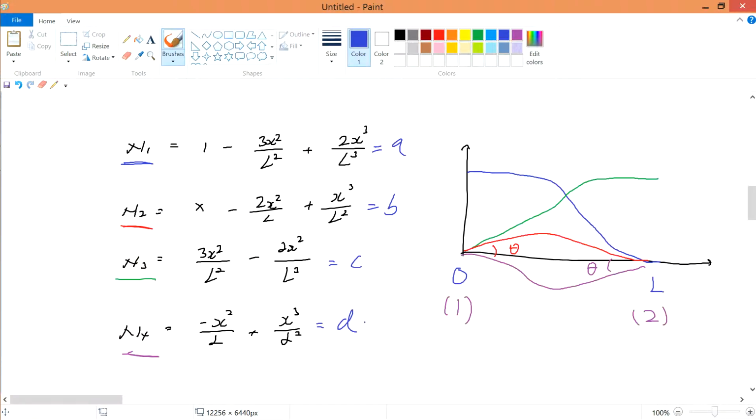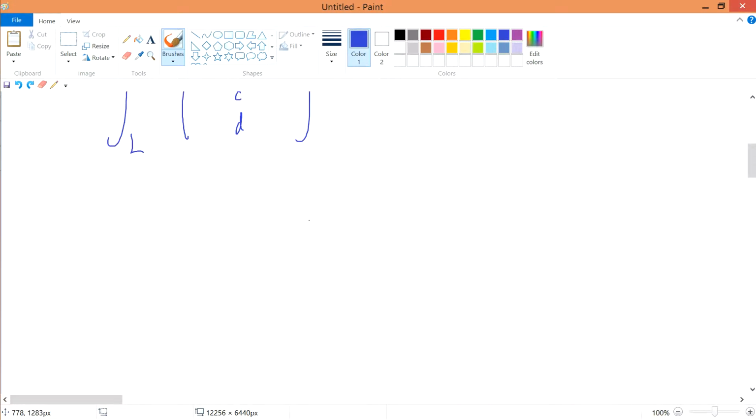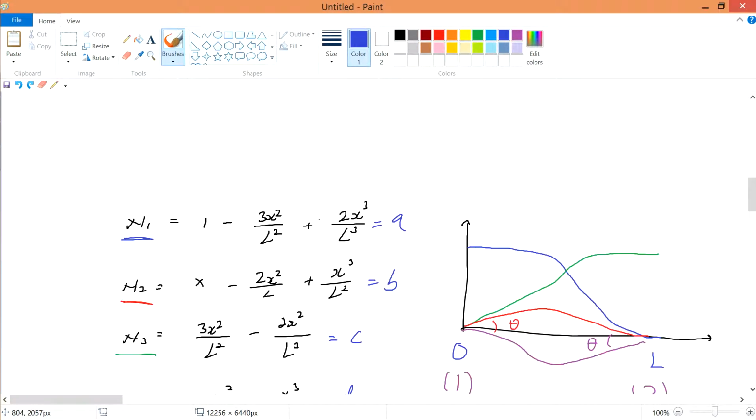Alright, I didn't actually define to you what a, b, c, and d are. These are your shape functions. They will be substituted over here, but for the sake of more convenient writing, I'll just do it in this manner. Anyway, we're going to differentiate two times of this.